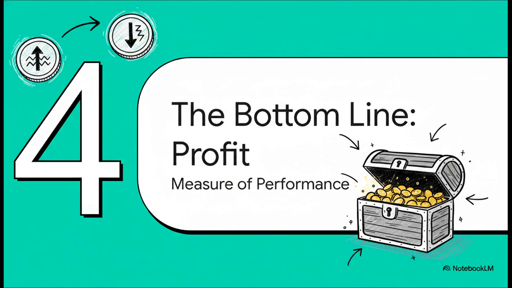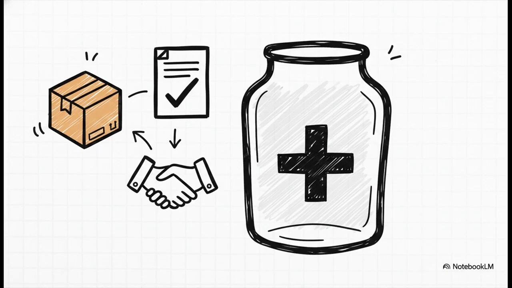We know how to properly account for the value we've generated, that's our revenue, and we know how to categorize the resources we've used up, those are our expenses. Now, in our final section, we get to bring it all together. This is the moment of truth. This is where we calculate the bottom line profit, which is the ultimate measure of how a company performed over a period of time. So the calculation starts right here, with our total revenue.